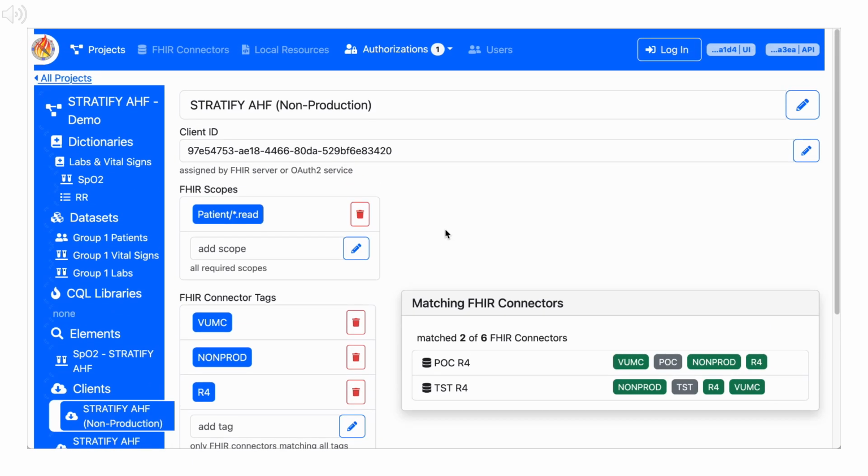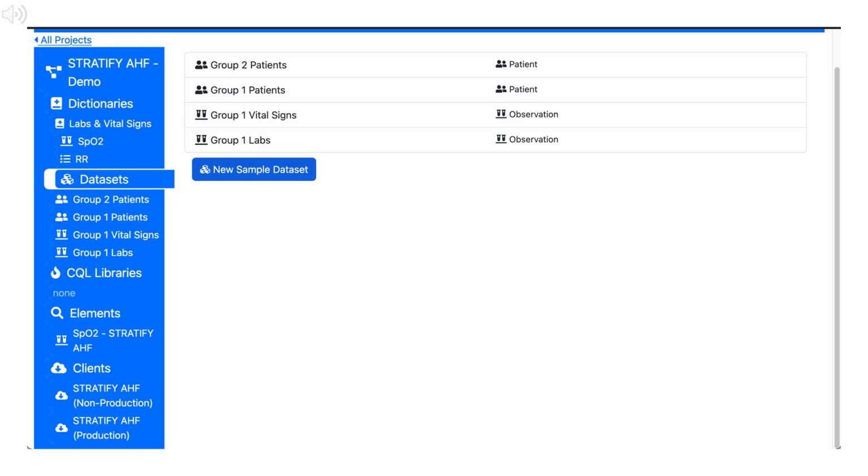Both data element mapping and CQL evaluation require having some data to look at, so CQL Platform supports persistent sample datasets, which specify FHIR queries for retrieving resources of interest: patients, encounters, observations, such as lab results and vital signs, etc. To help, CQL Platform checks the resources that the targeted FHIR server supports according to its published metadata, called the capability statement.